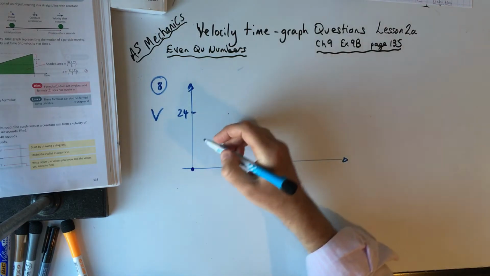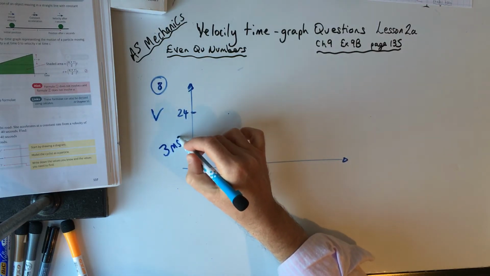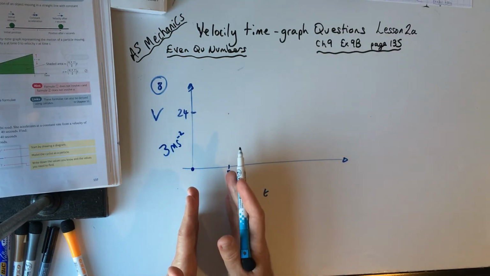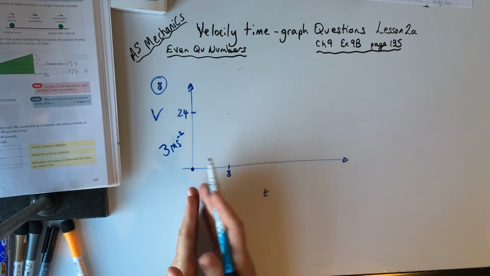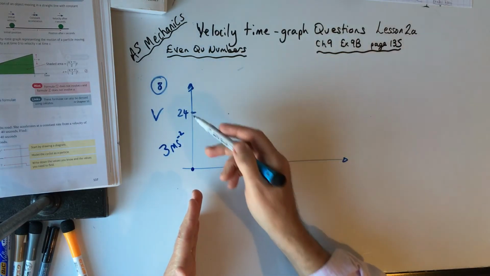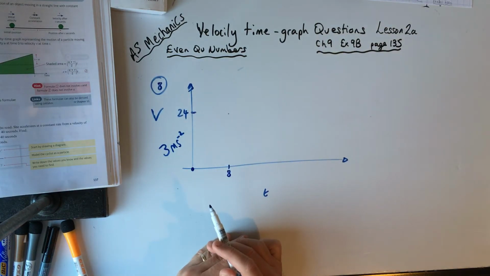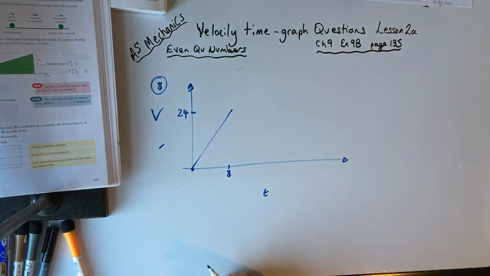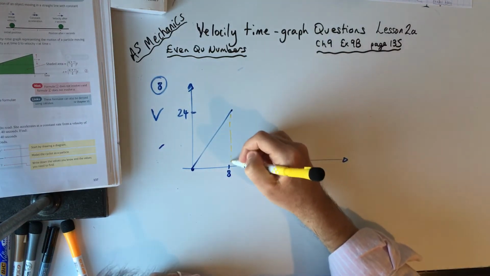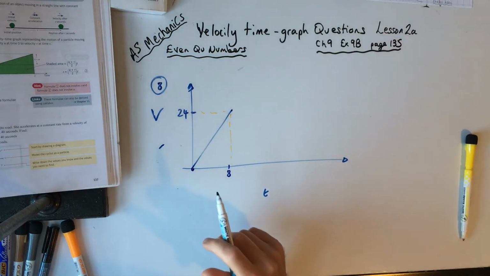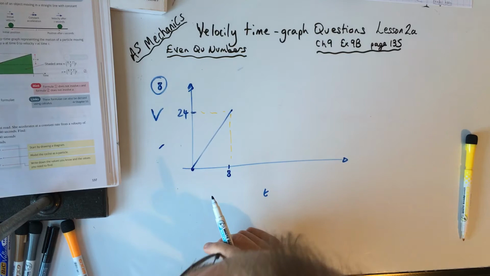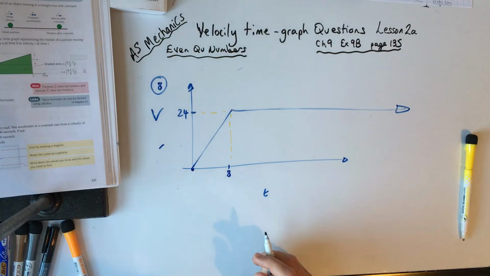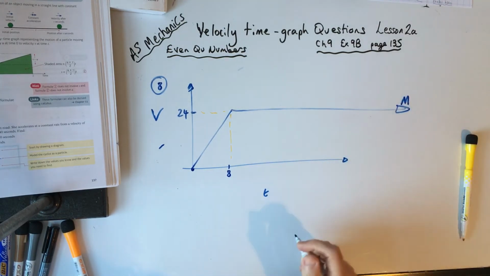If she's accelerating at 3 meters per second squared, what that is saying is that every second she's increasing her velocity, her speed, by 3 meters per second. So after 8 seconds she's going to be doing 24 meters per second. Unusual one, that one. So we take that up to there. And what does she do then? Not a lot, actually. She maintains the constant velocity, so she's off in that direction. And that's M.